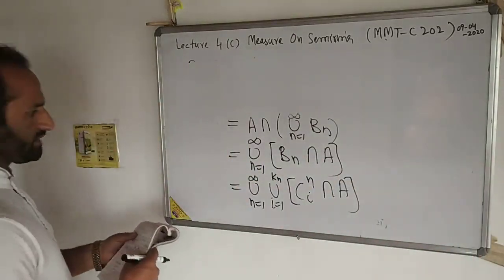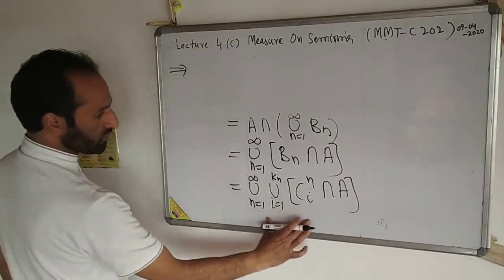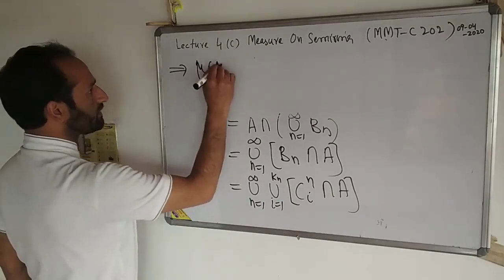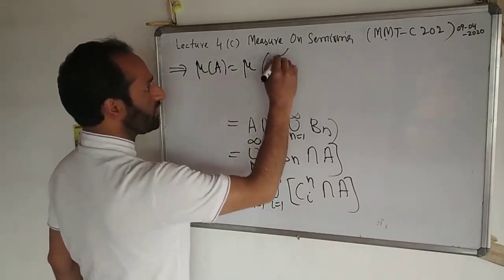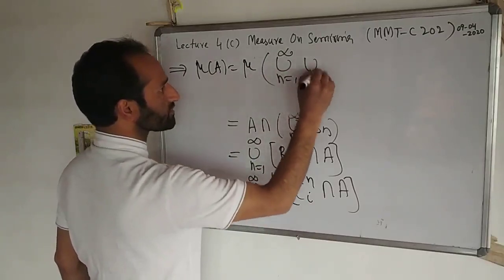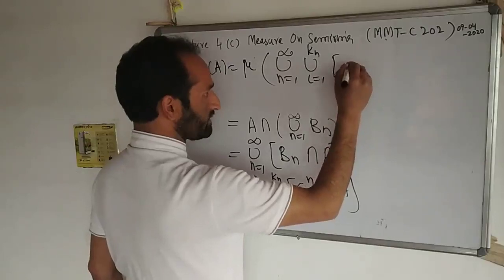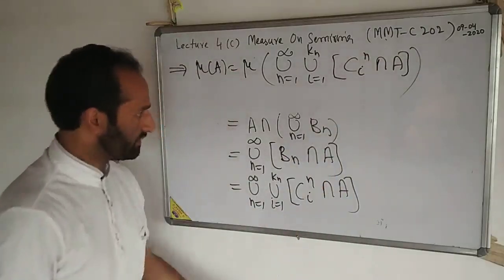So this implies that mu of A must be equal to mu of the double union, because it's A actually. Mu of A is equal to mu of the double union, n runs from 1 to infinity, i runs from 1 to K_n, this is C_in intersection A. Okay.